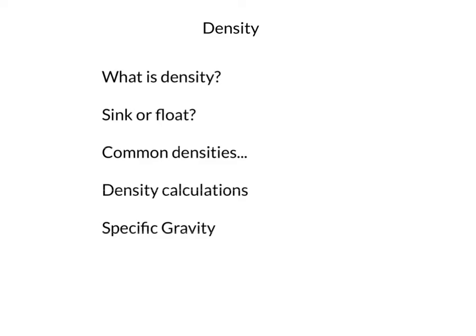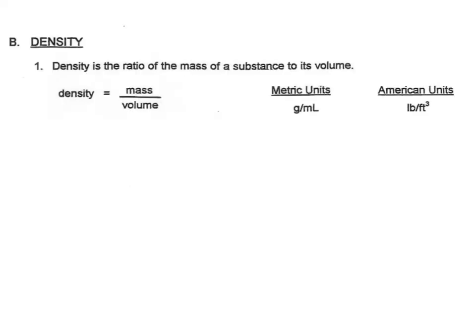So let's start with the definition of density. Density is defined as the ratio of the mass of a substance to its volume. This is often written as D equals m over V. The normal units that we use are grams per milliliter, that's in the metric system.